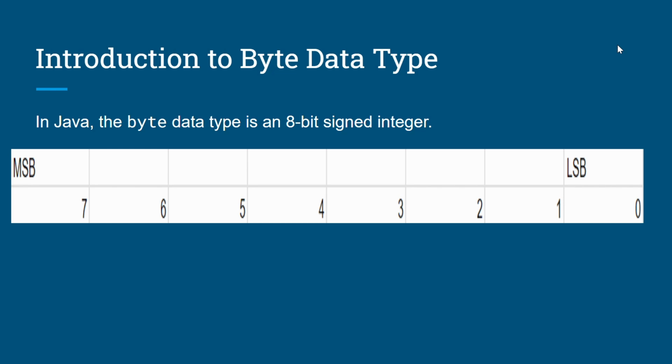Java uses the 2's complement method to represent signed integers. This means one of the bits is used to represent the sign of the number, whether it is positive or negative. The rightmost bit will be the least significant bit and the leftmost bit will be the most significant bit. If it is 1, it represents a negative value. If it is 0, it represents a positive value.